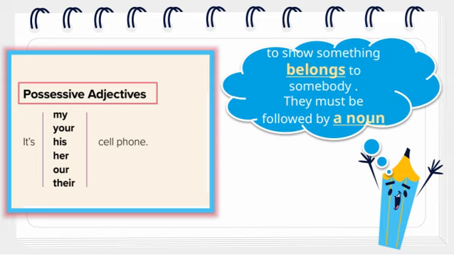For example, if I say "her book," her shows possession and book is the noun that tells us what belongs to her. So, whenever you're expressing ownership or belonging, just remember to use the appropriate possessive word followed by the noun. This is a simple but important way to make your meaning clear when talking about who owns what.